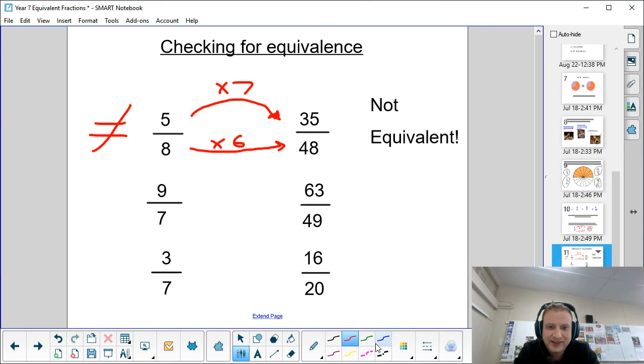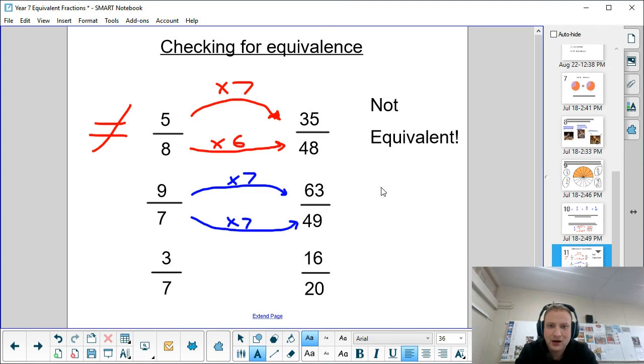Let's have a look at this next one down. So 9 into 63. We love our 9 times tables. 9 times 7 is 63. We like our 7 times tables less, but most of us have memorized that 7 sevens is 49. I went times 7 and times 7. That actually means these two fractions, even though they look different from each other, are exactly the same. These are equivalent fractions.